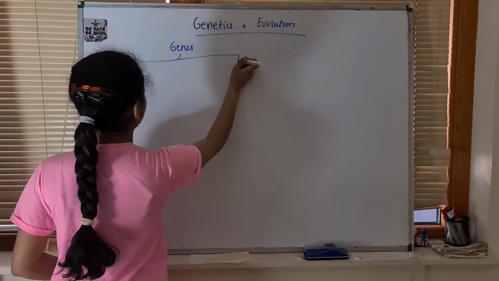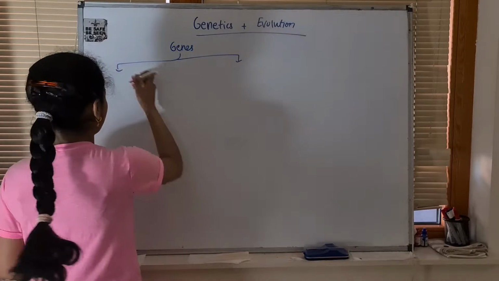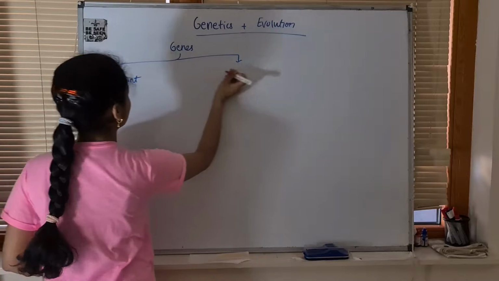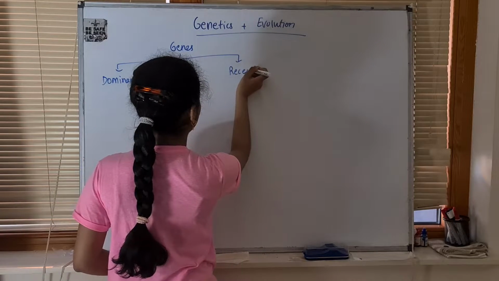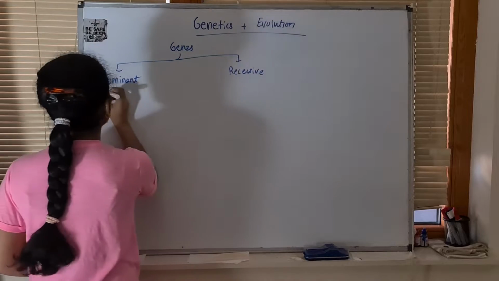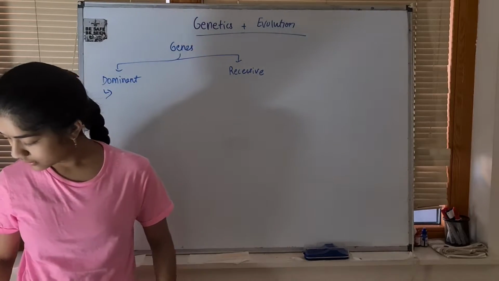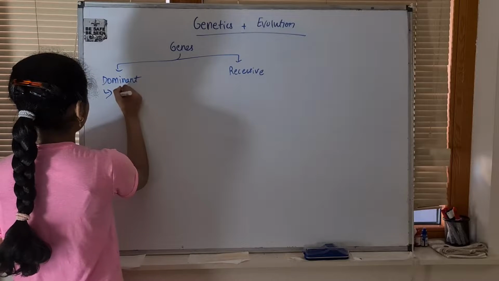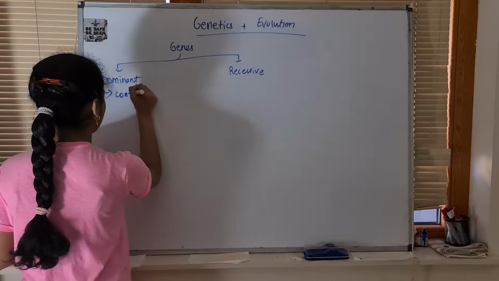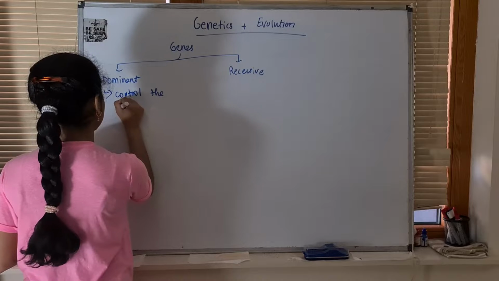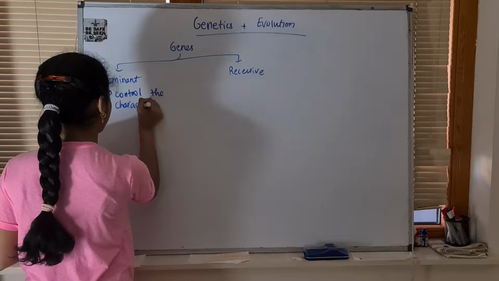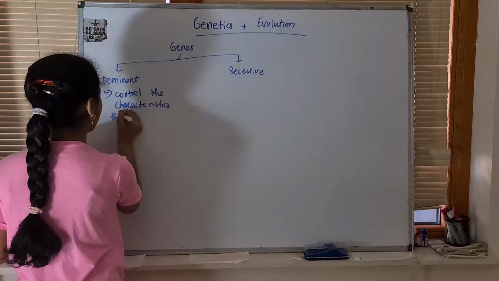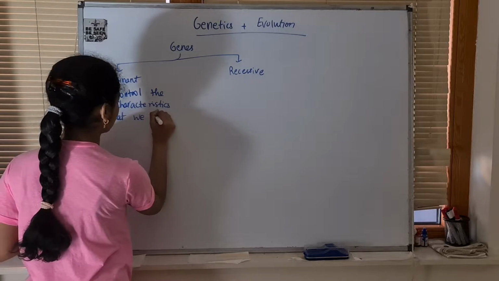Genes are of two types, dominant and recessive. Dominant genes are the genes that control the characteristics that we inherit, that we get from our parents.